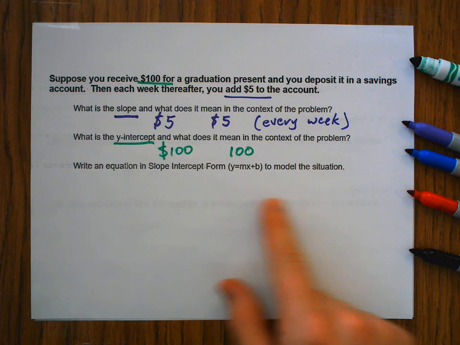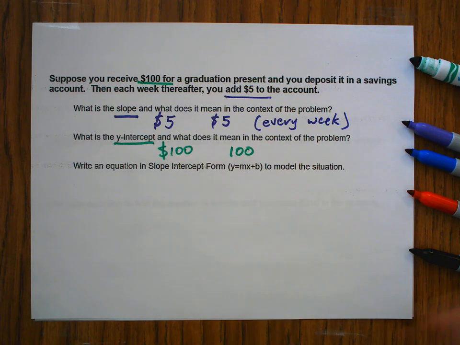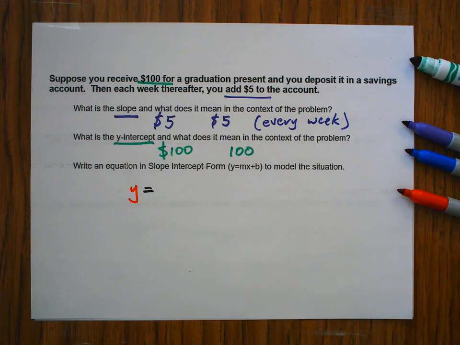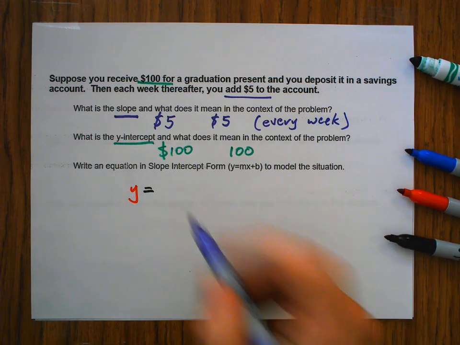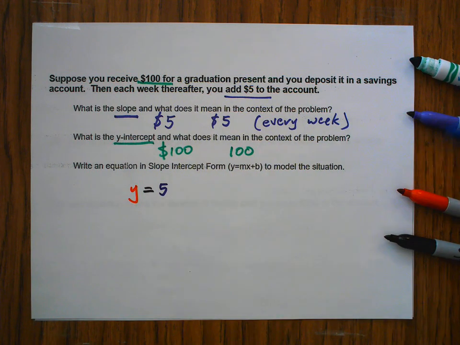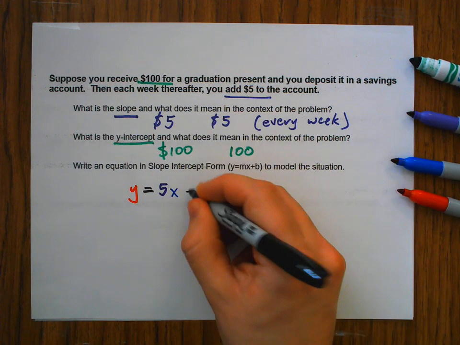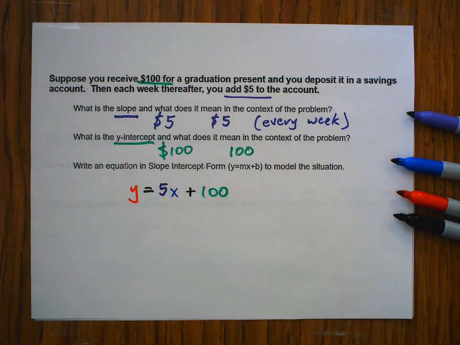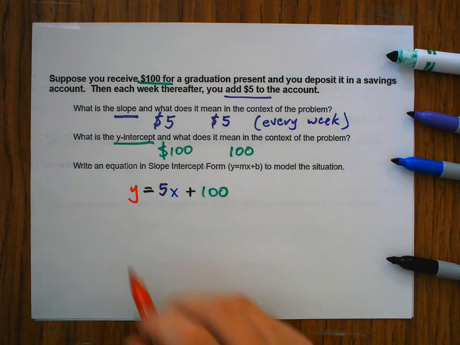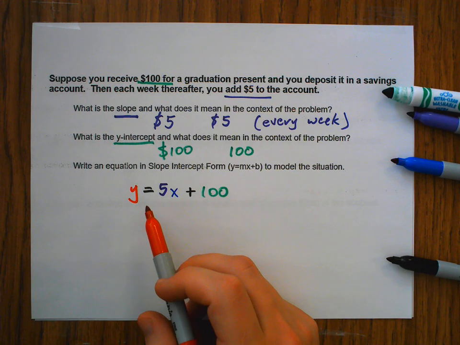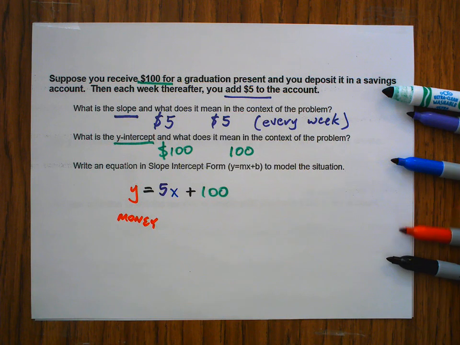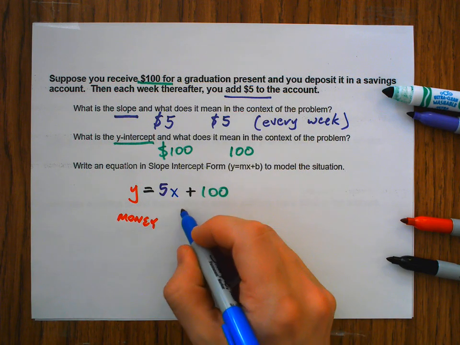Write the equation in slope-intercept form, y equals mx plus b, to model the situation. The slope is 5. It goes in place of m. The y-intercept is 100. It goes in place of b. Remember, y is equal to the amount of money in the account. X is equal to the number of weeks that have passed.